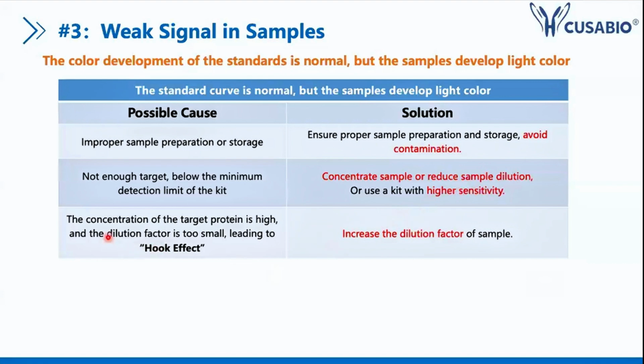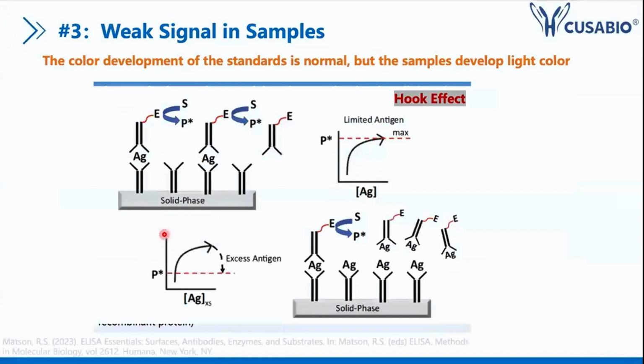The third possible cause about the samples for this problem is called the hook effect. The hook effect is pretty common in ELISA experiments. This is when your sample has a very high concentration, but because the dilution factor is too small, it can lead to a hook effect. Here's a diagram showing how the hook effect can happen. Usually in the sandwich ELISA, the capture antibody is immobilized on the solid phase, and the analyte can be captured by the capture antibody.